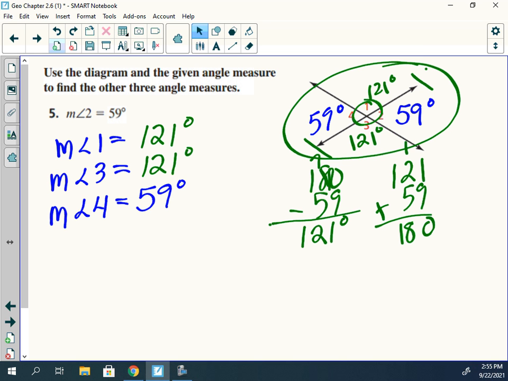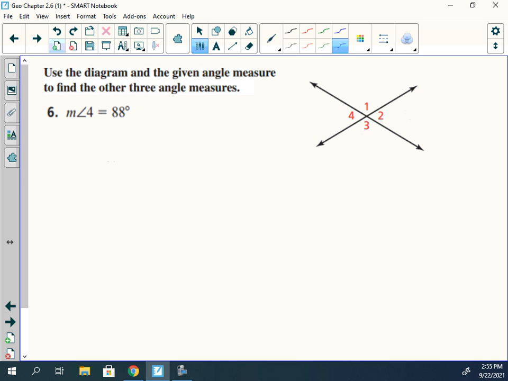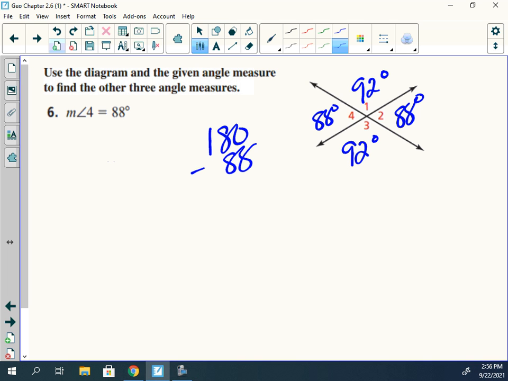Any other questions on this here? So let's just work this one through. If angle 4 is 88 degrees, angle 2 would be 88 degrees. Well, we're going up to 180, because if I add 2 to 88, I get 90, and 1 plus 9 is 18. Or we can do 180 minus 88, which would give us 92.